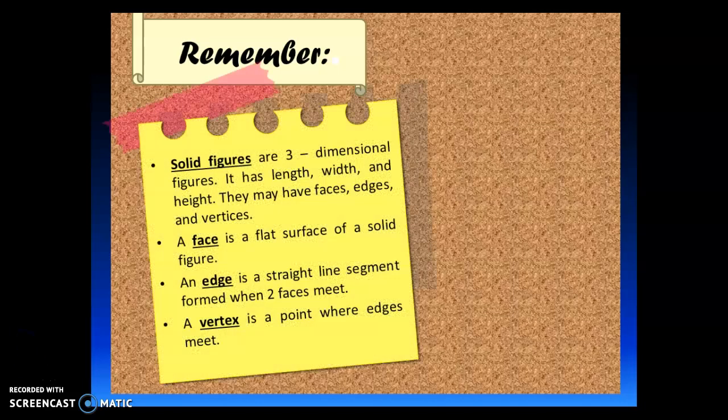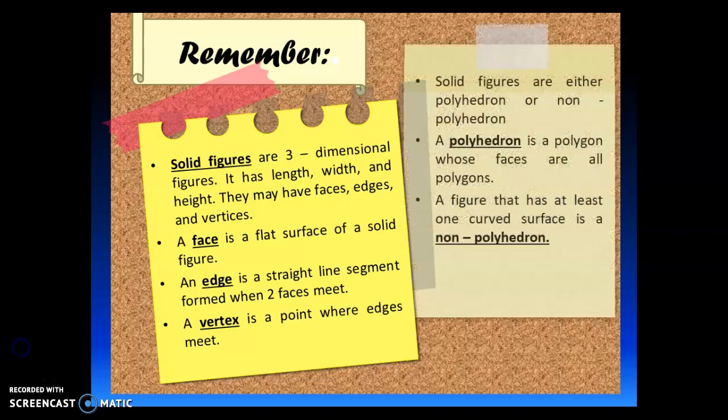Remember, solid figures are three-dimensional figures. They have length, width, and height. They may have faces, edges, and vertices. A face is a flat surface of a solid figure. An edge is a straight line segment formed when two faces meet. A vertex is a point where edges meet.